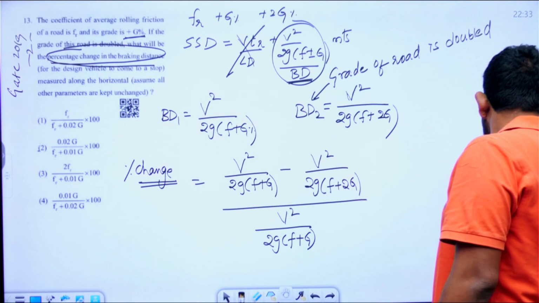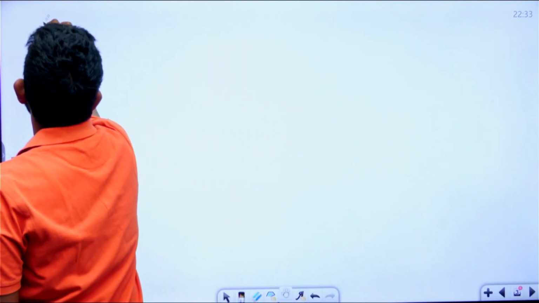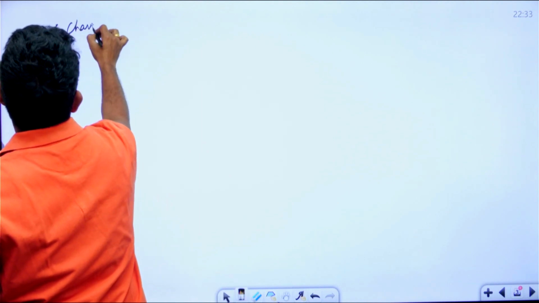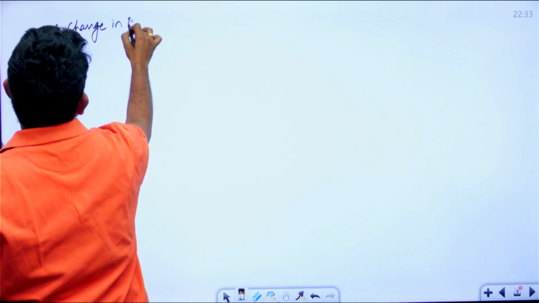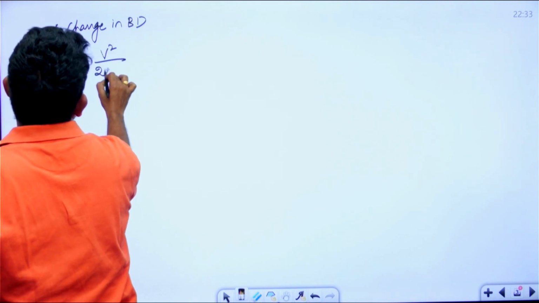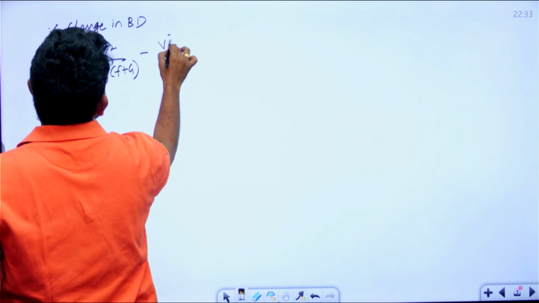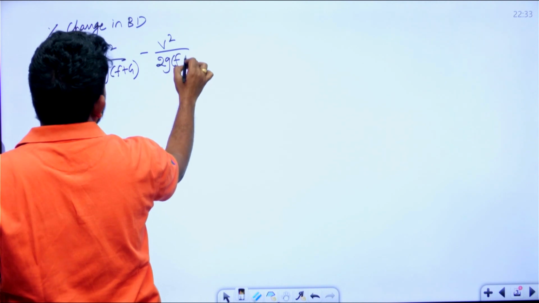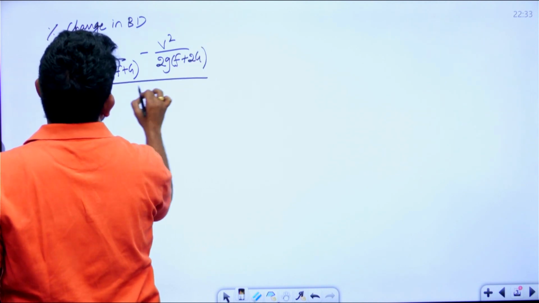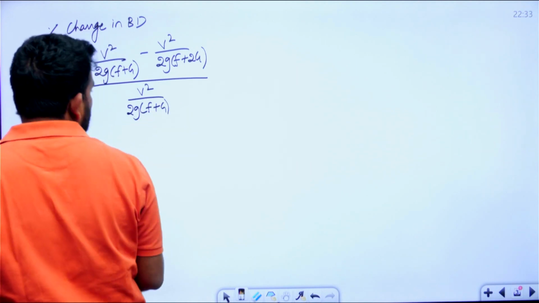Okay, now we have some space here. So the percentage change in braking distance can be found from this simple derivation: V square upon 2g into (f plus g), minus V square upon 2g into (f plus 2g), where only the grade is doubled, upon V square upon 2g into (f plus g). Okay, so this is the percentage change.